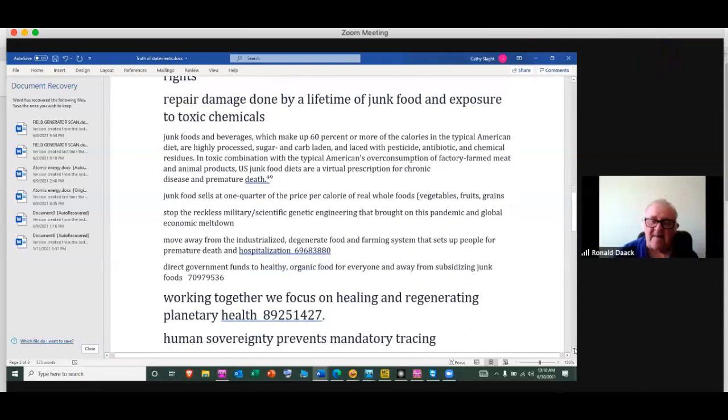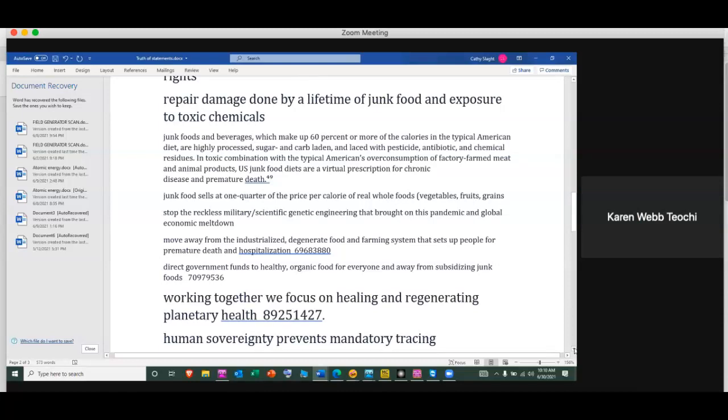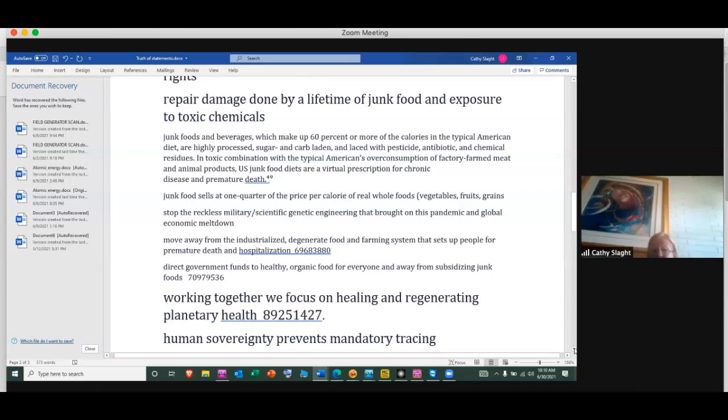And he talks about junk foods, and I did some clearing last night on this, but probably out of everything, we're going to have to let that stuff go. It's cheaper. It fills us up. A lot of the people eating this stuff would be our children and the poor, but we know that it completely brings our voltage down. This was one: move away from the industrialized, degenerative food and farming systems that set up people for premature death and hospitalization. Guess he could tell us how he really feels. Direct government funds to healthy, organic food for everyone and away from subsidizing junk foods. Working together, we focus on healing and regenerating planetary health.